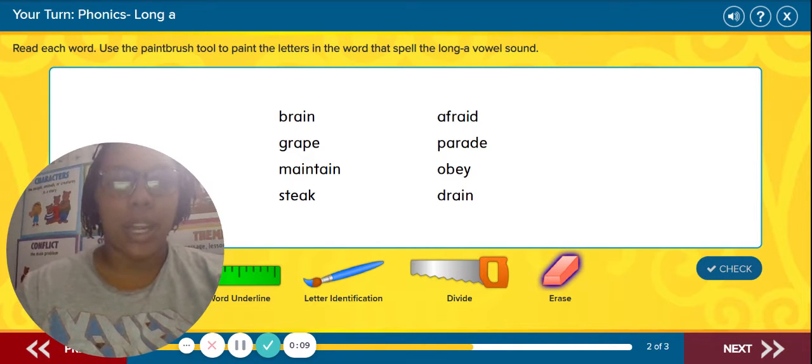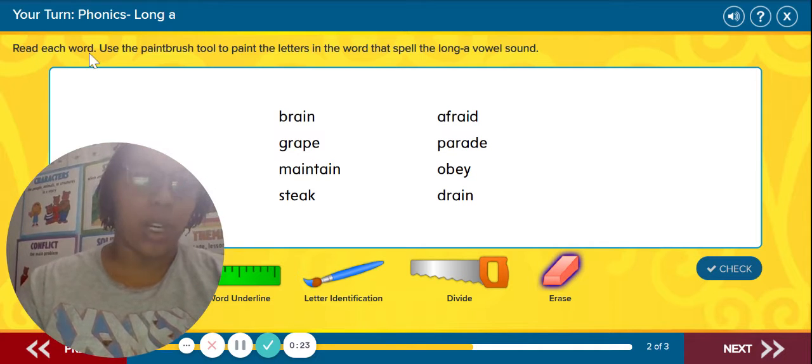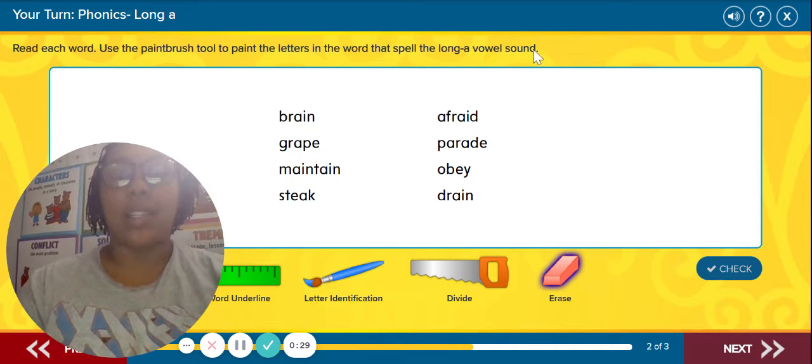We are going to play a long A game using the long A patterns that we practiced in our last video. So, as you can see, I have a selection of words here. Who would like to read the directions for me? Thank you. So, our directions say read each word. Use the paintbrush tool to paint the letters in the words that spell the long A sound.